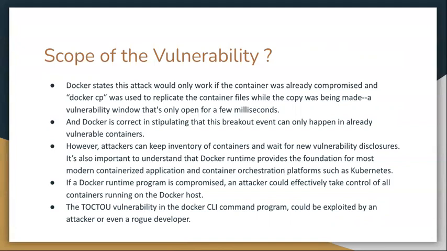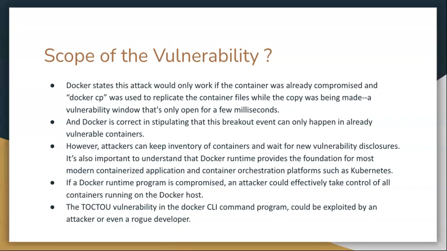Okay, so if the container is compromised, then when you run this, docker cp was used to replicate the container files. A file copy was being made, and there is a vulnerable window that only opens for a few milliseconds. Docker cp is basically used when you are copying the files and trying to replicate the container files while the copy is being made, right? So during that time, a very small window opens, and the attackers can use that vulnerability window of a few milliseconds.